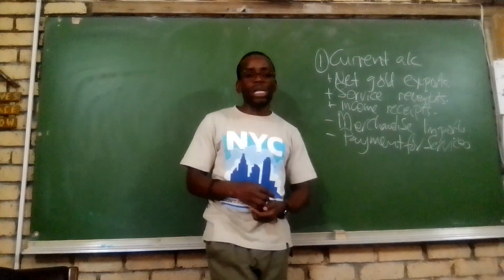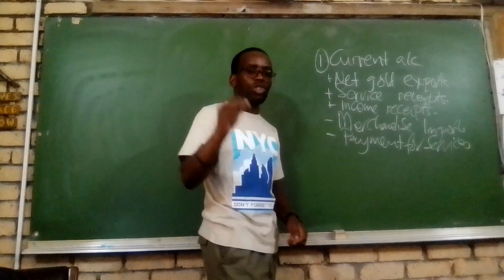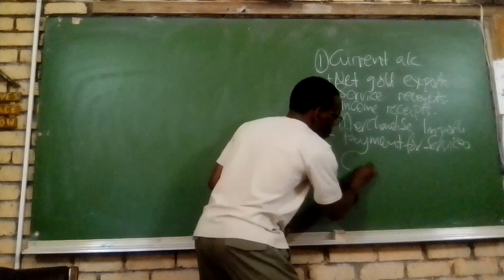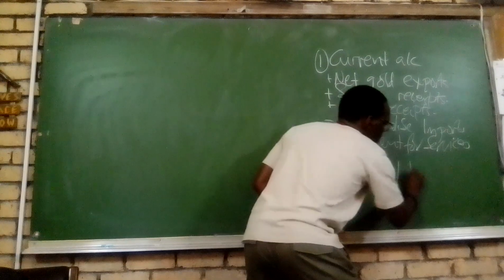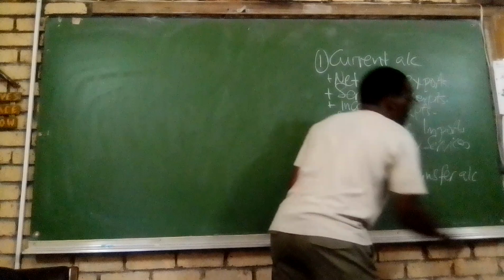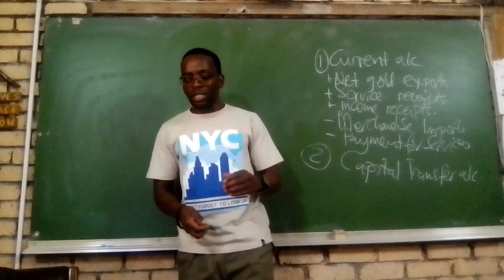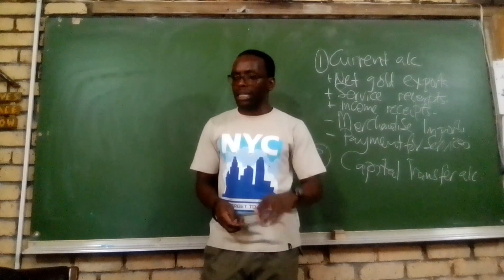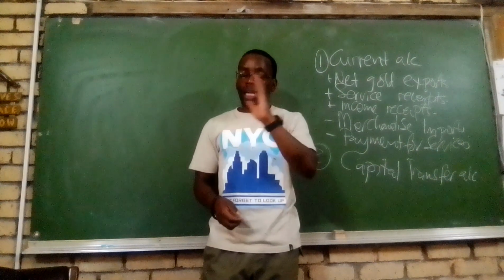And then we go to the second type of an account, which is also found under the balance of payment account, which is called a capital transfer account. Okay, so the second type of an account is what is called the capital transfer account. Now, our capital transfer account, dear learners, you need to understand that this is an account that just records the net lending to, okay, or borrowing from the rest of the world.